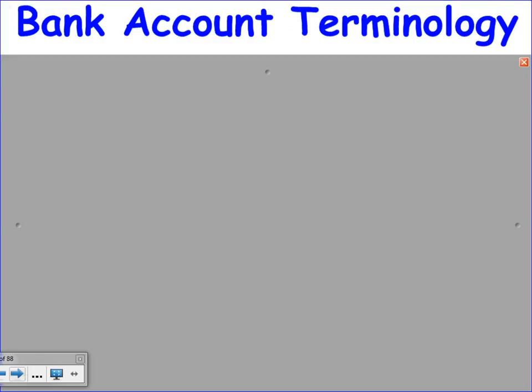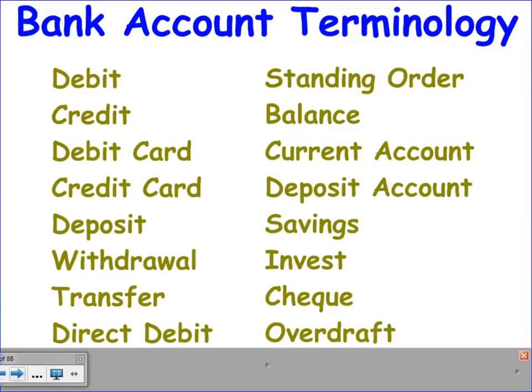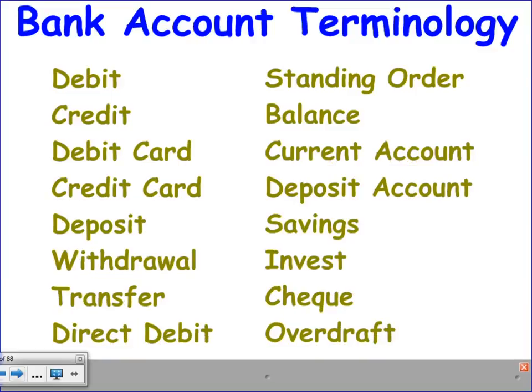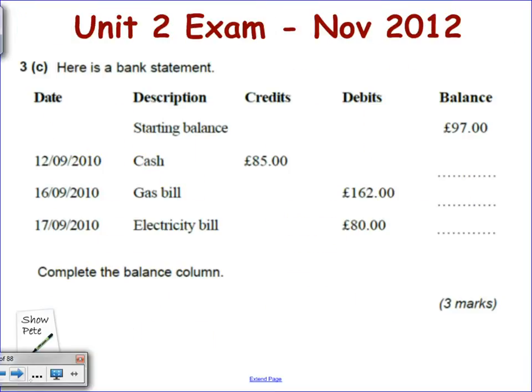Anyway, so there are all these words we use in accounting that you might need to know in a question, because they could give you a bank account and tell you to balance it. Okay, and you have to know what debit and credit means. So an account is credited with £50. Do I add it or do I take it away? There are a lot of words associated with bank accounts, and what they can quite easily do is that. Unit 2, November 2012, question 3, so quite early on.